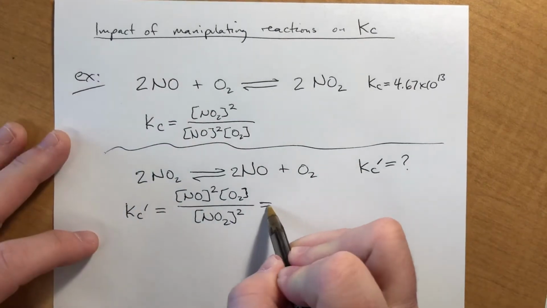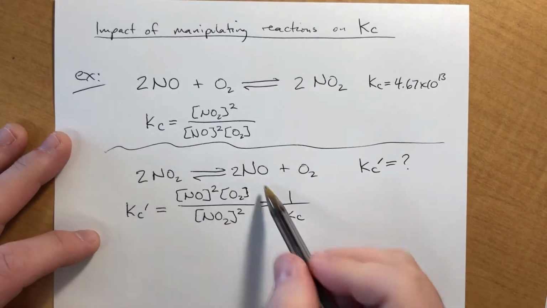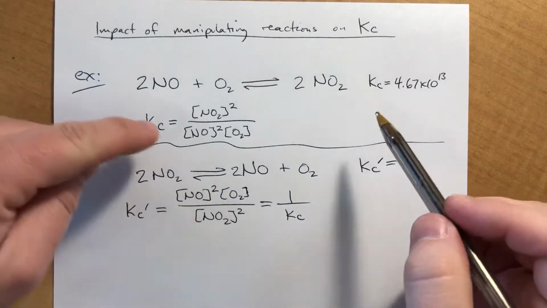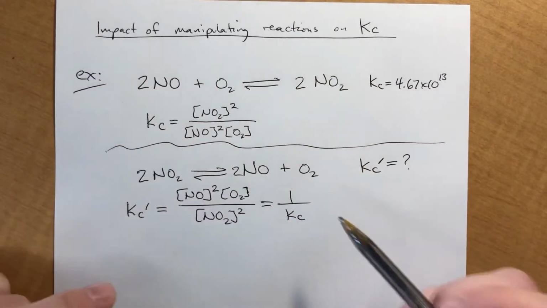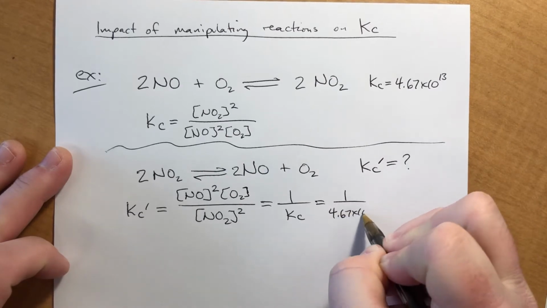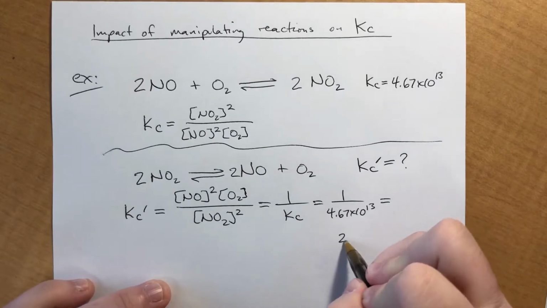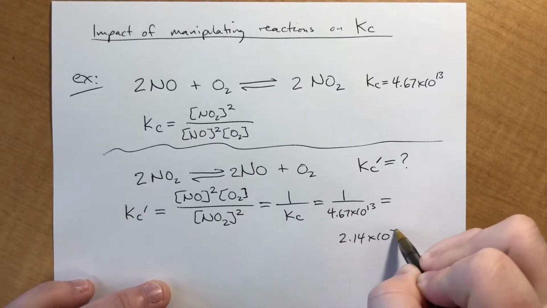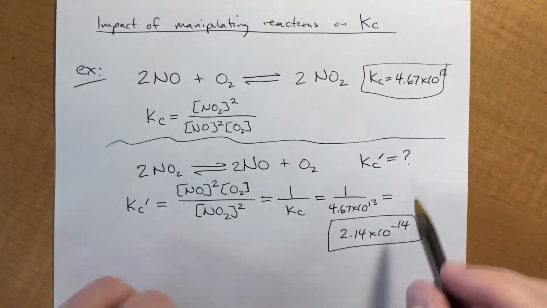Okay? So this is essentially equal to 1 over the original Kc value, which means you don't actually have to go through all this legwork. You could literally just say, oh, we reversed the reaction. We need to take 1 over Kc. So it's going to be 1 over 4.67 times 10 to the 13th. And none of these things have units. It comes out to 2.14 times 10 to the negative 14th, which makes sense based off what we said.